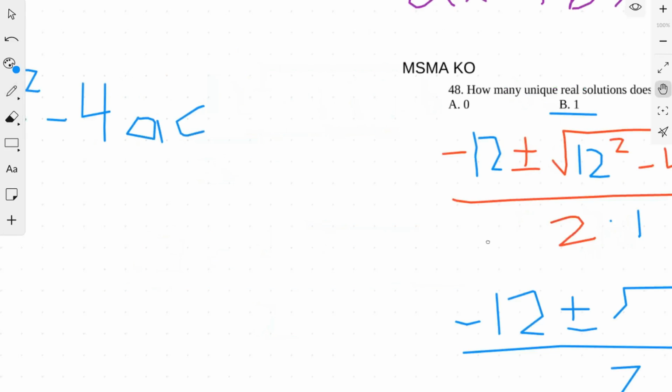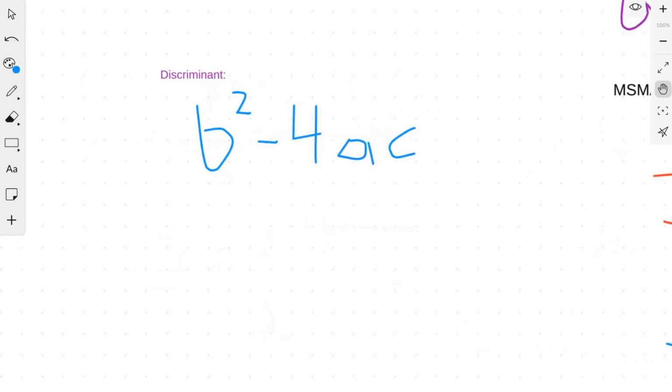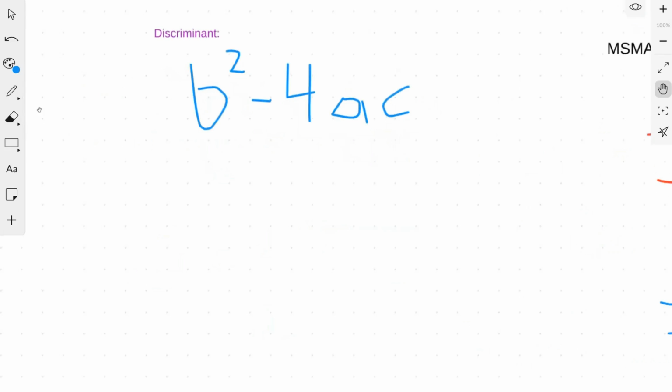And for that, we look at the discriminant. The discriminant is b squared minus 4ac, and that's part of the quadratic formula. So what the discriminant tells us is if there are two real solutions, one real solution, or two imaginary solutions. How it tells us this is because of the radical. So let me show you.